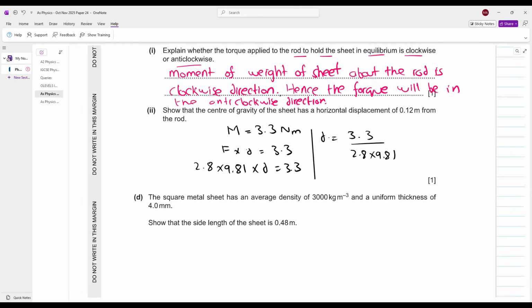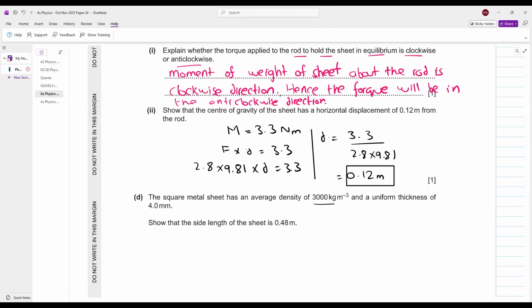हाँ जी, your answer comes out to be 0.12. तो बेटा हमने क्या कहा, the moment created by the weight is equal to what, 3.3. Moment is equal to force into distance. फोर्स किसके इक्वल हो जाएगी, वेट. वेट multiplied by d, divide कर दो, you get your answer of d, that is 0.12.